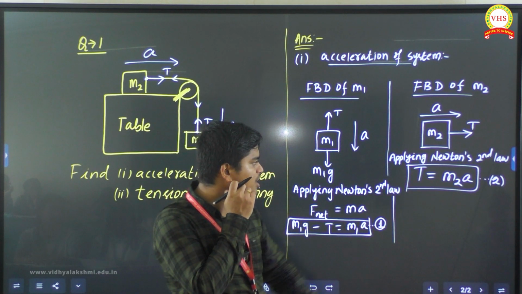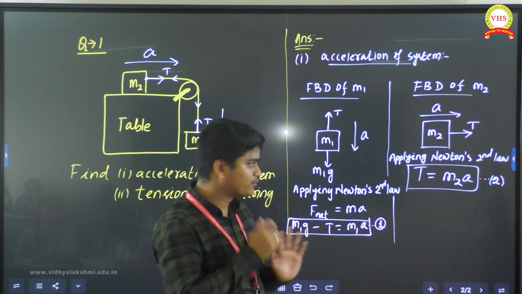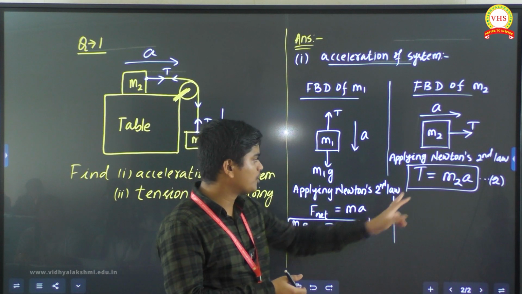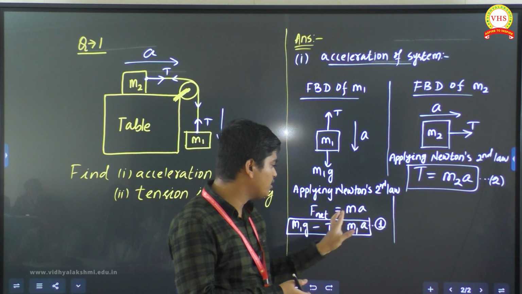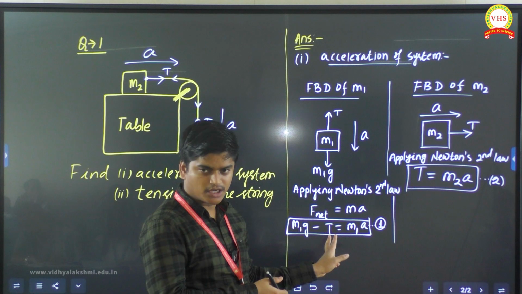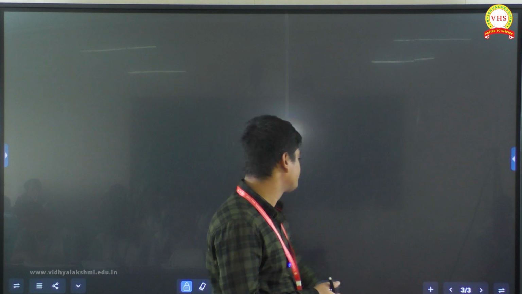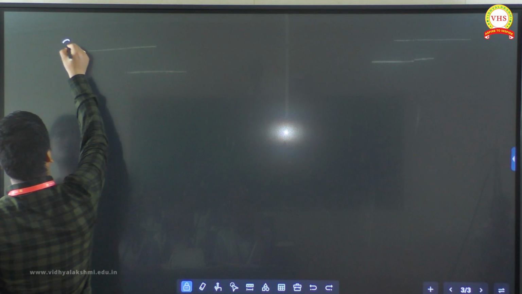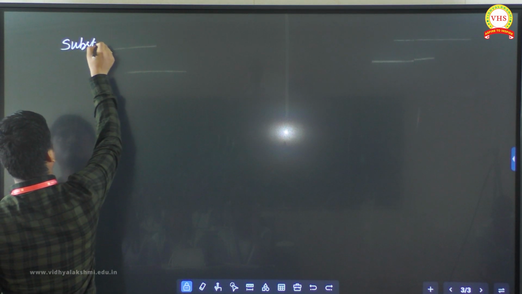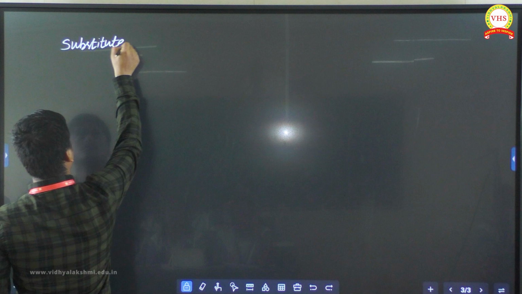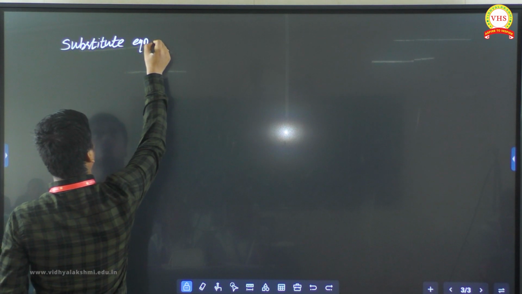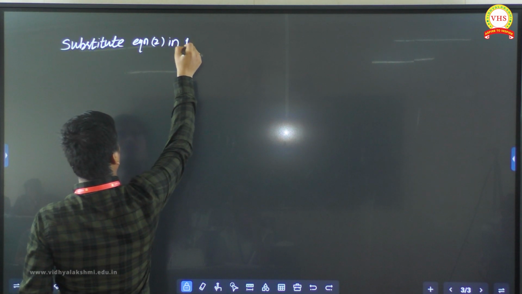How to solve? See, either you add both the equations or substitute equation 2 value in equation 1. Yes or no? T value substitute. So substitute T value in equation 1. Or you write here, substitute equation 2 in equation 1.